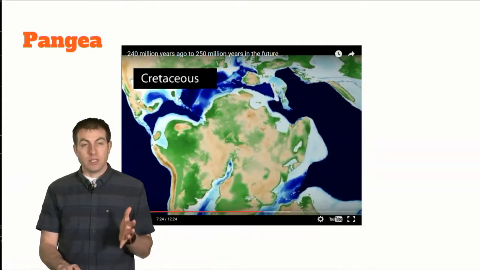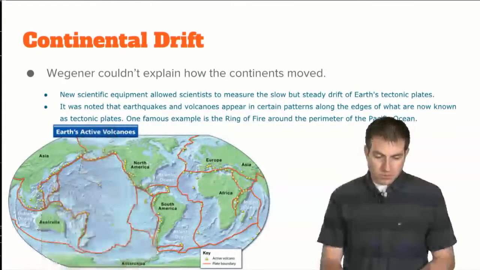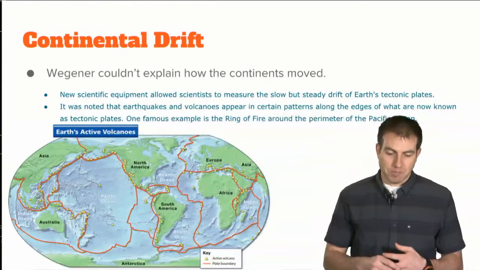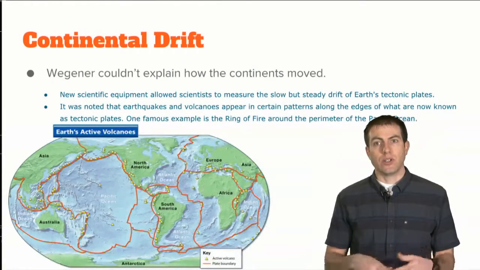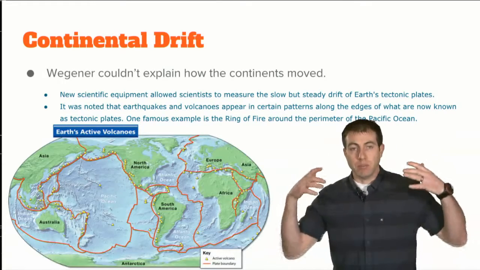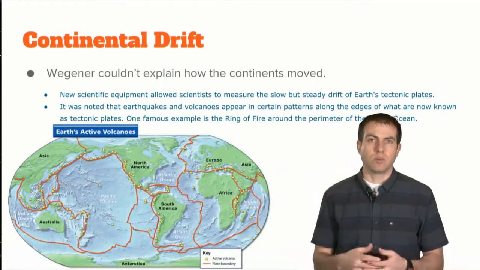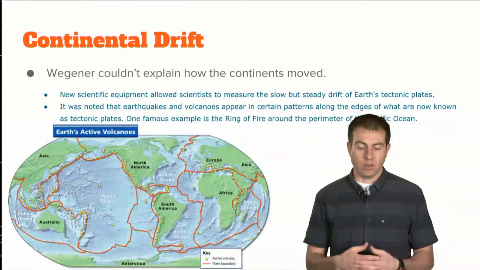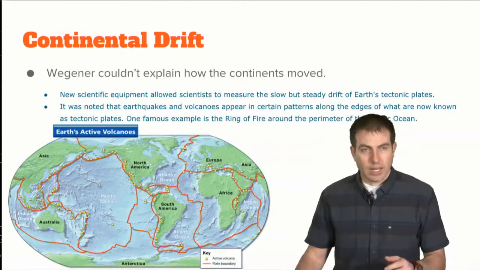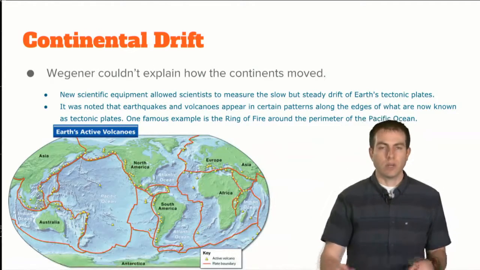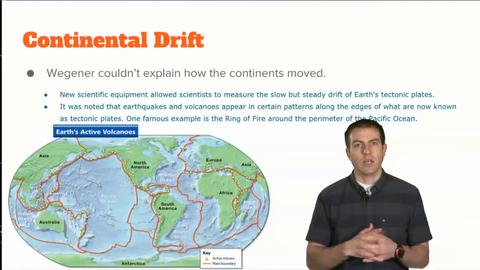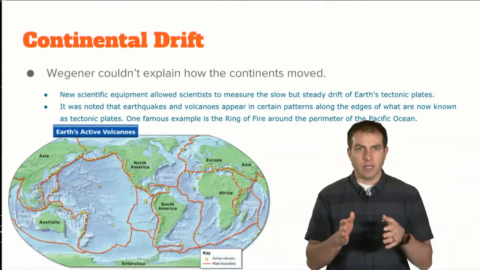So Wagner had all these ideas, couldn't explain how it happened. That was the big problem with Wagner's theory. But as we started to develop more scientific techniques and got better at describing what the world was, we got more interested in what was going on around the world, and some other things started to be developed. So one thing was earthquakes and volcanoes. Earthquakes and volcanoes don't happen just everywhere. They happen at very specific locations and generally near continent edges.